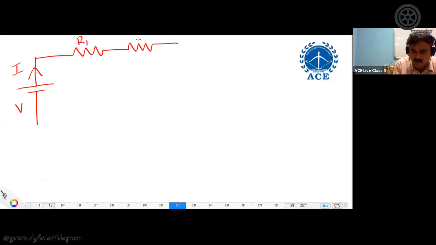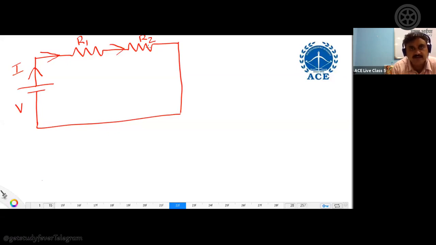R1 and R2. Okay. Now, this current, whatever it is there, it will come here. It will also come here. That means same current is flowing on R1 as well as R2. That means these 2 elements are connected in series.